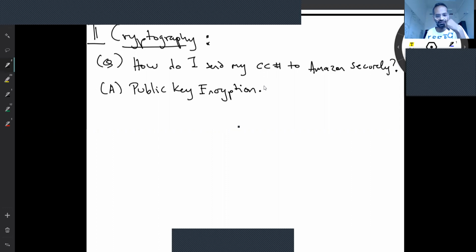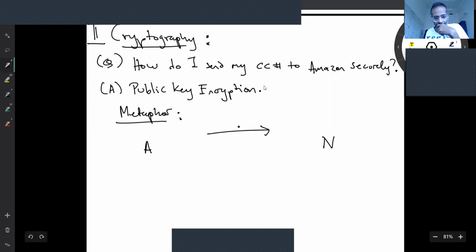So instead, the metaphor in public key encryption is the following. There are two people. There's Amazon, and then there's me, Nikhil. And the metaphor is that Amazon sends me an open lock. Okay. So suppose Amazon could send me an open lock without the key.